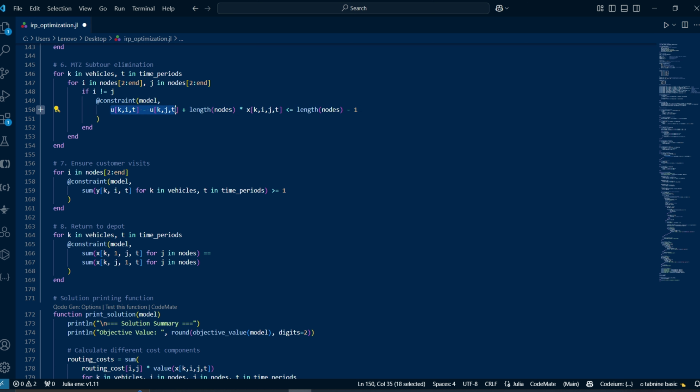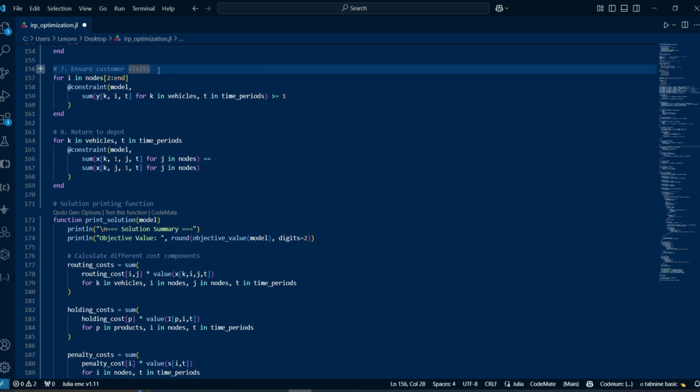This is managed by the following constraints. Here U represents any auxiliary variable that helps track the order of visits. The logic prevents forming isolated loops, ensuring a connected and feasible route for each vehicle.